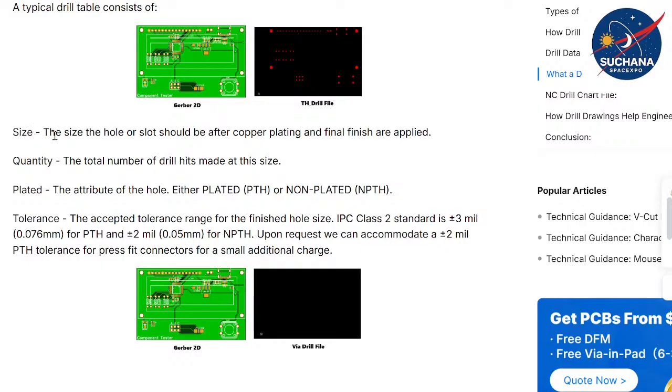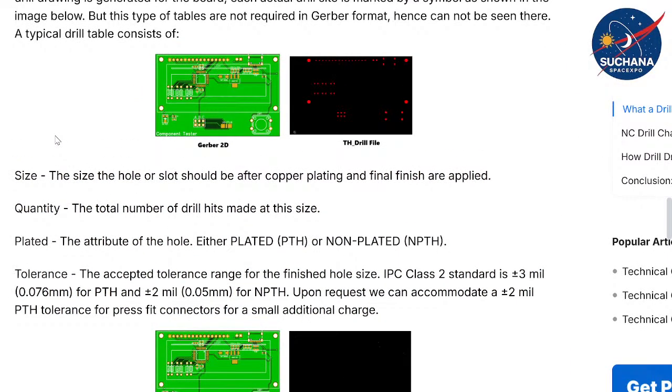Okay, so a typical drill table consists of three main parameters. First one is the size. What's the size of the hole? What's the diameter? If you are taking a plated through hole via, two main parameters would be there, because plated through hole vias are not only there for mechanical purposes, they are there for signal transmission, because it is lined with the conductive copper region. So that means we are having two different cylindrical shapes.